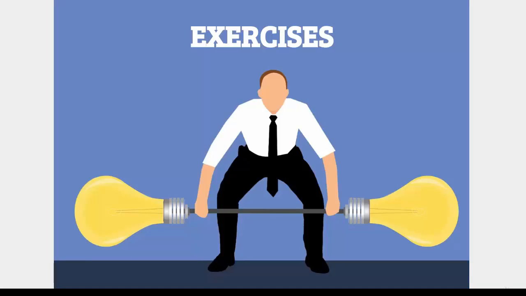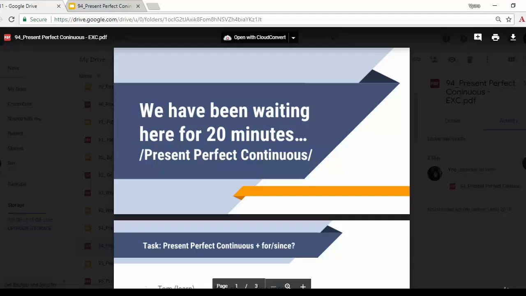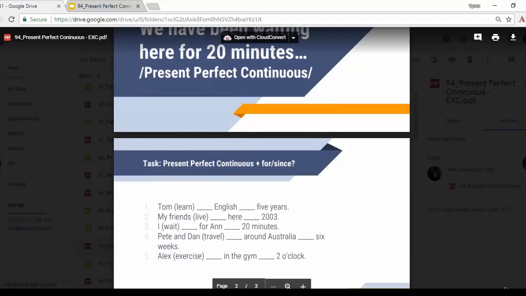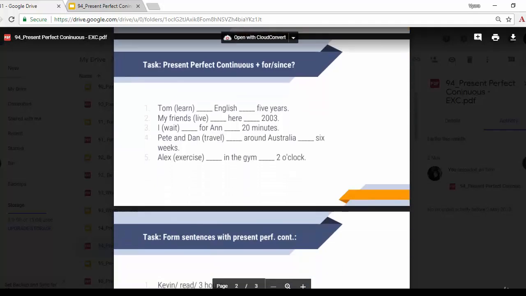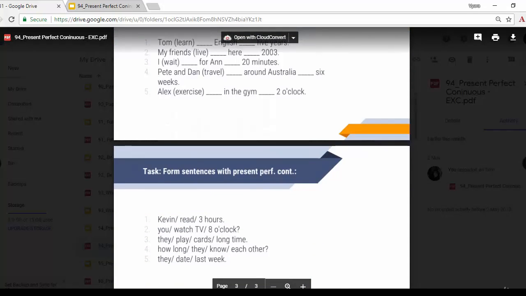Let's do some exercises and I'm sure that it will be clearer for you in this way. Checking the PDF first. So in the first exercise, present perfect continuous with for or since. Why? I'll explain in the answer section. And the second one, you need to form sentences using present perfect continuous. Of course, to explain to yourselves why this tense is used. Good luck. See you in the answer section.